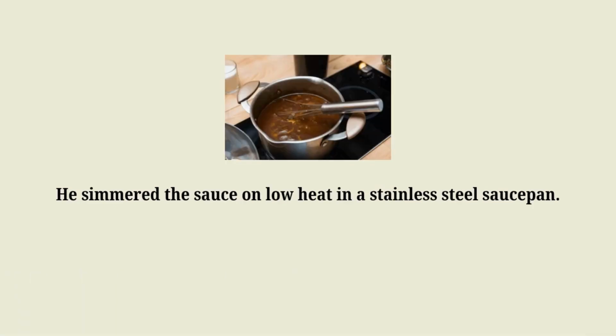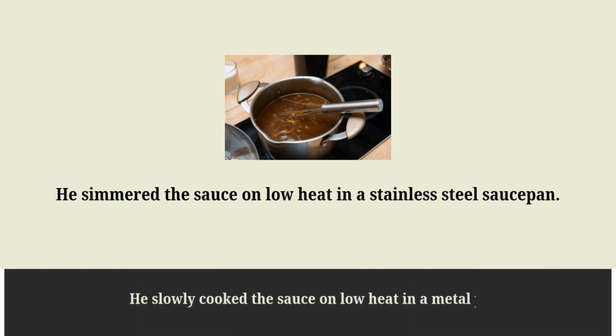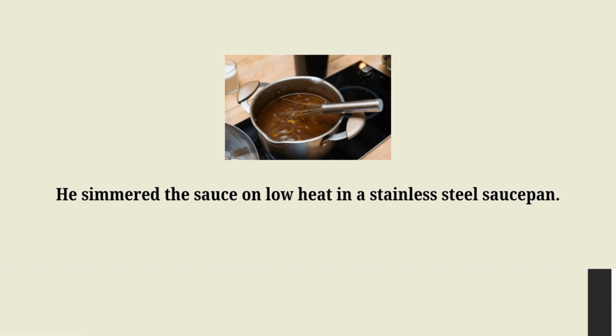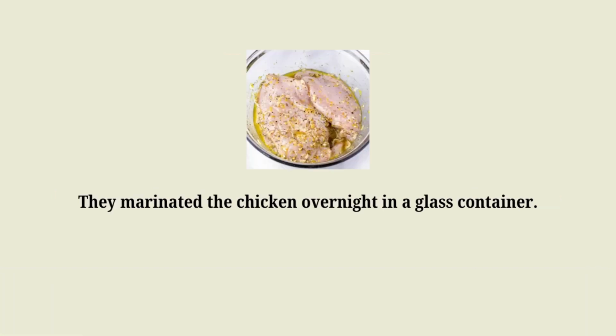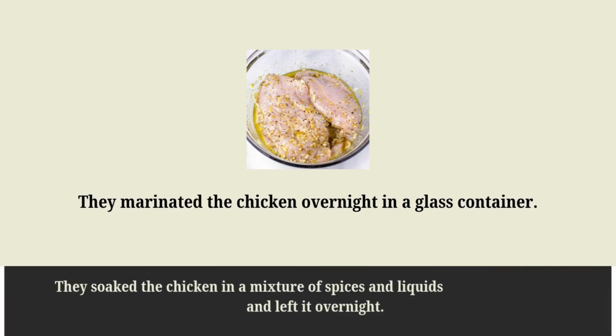He simmered the sauce on low heat in a stainless steel saucepan. In simple terms, he slowly cooked the sauce on low heat in a metal pot. They marinated the chicken overnight in a glass container. In simple terms, they soaked the chicken in a mixture of spices and liquids in a glass container and left it overnight.